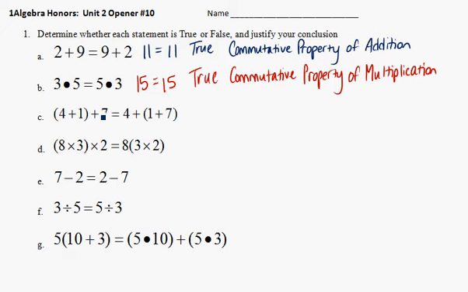Next, in statement C, we're not just moving the numbers around, we're changing the way that we're grouping our terms. So on the left-hand side, we have 4 plus 1 in parentheses, plus 7. We're checking to see if that's equal to 4 plus, and then 1 plus 7 in parentheses. We have to do the parentheses first according to the order of operations. So 4 plus 1 equals 5. 5 plus 7 is 12. On the right-hand side, I have to do my 1 plus 7 first, because that's in parentheses, and that's 8. Plus 4 is also 12. So this one is true as well, and when we're changing around our grouping, that's called the associative property. So number 1c demonstrates the associative property of addition.